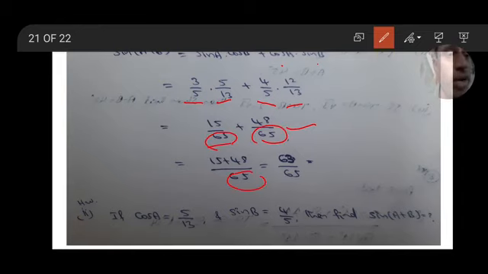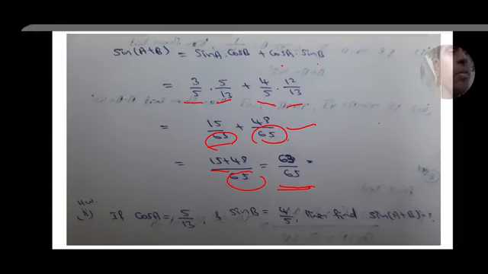So substitute the values: sin a 3 by 5 and cos b 5 by 13, these two values are given in the problem. Cos a we found is 4 by 5, sin b is 12 by 13. So simplification: 3 into 5 is 15, 5 into 13 is 65, 4 into 12 is 48 by 65. So LCM is 65, 15 plus 48 is 63 by 65. Okay, that is sin of a plus b.